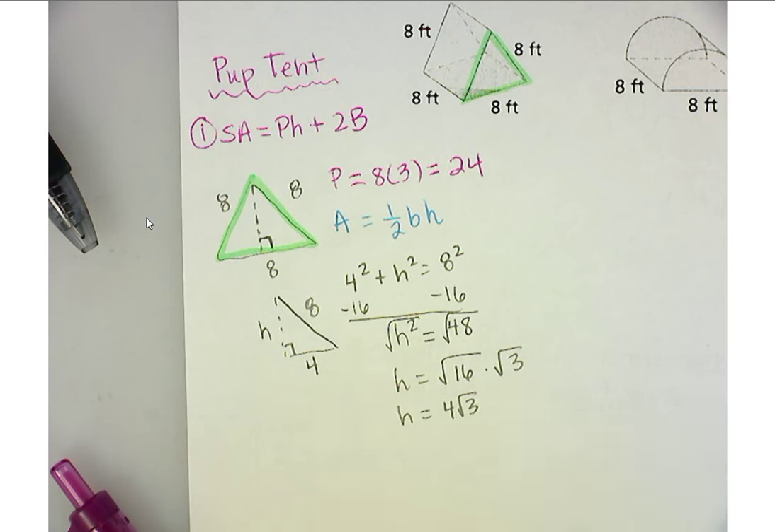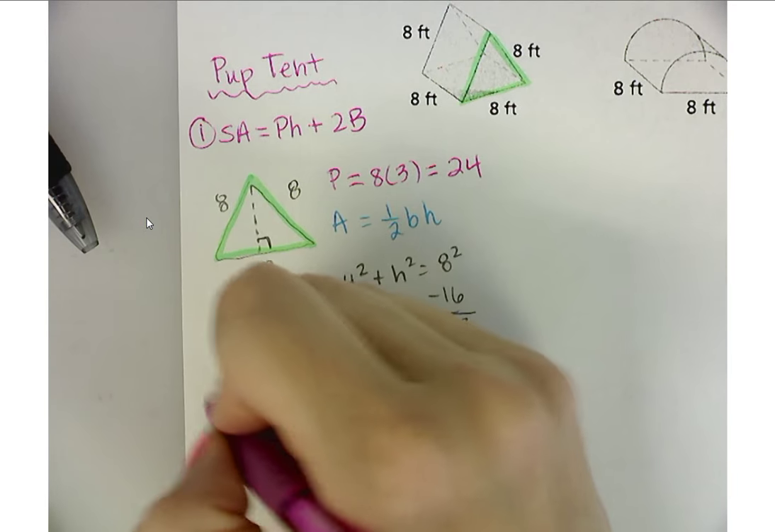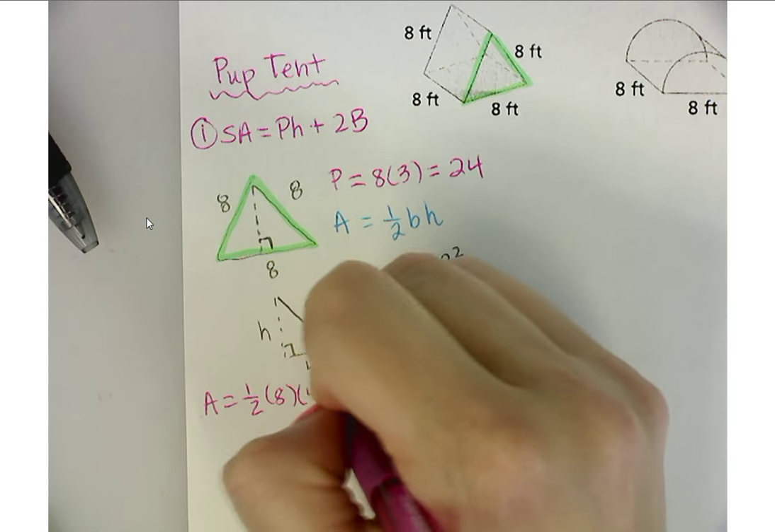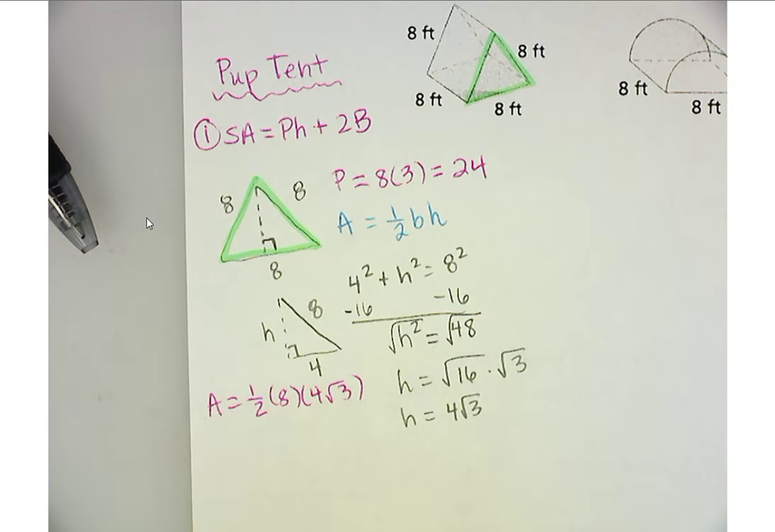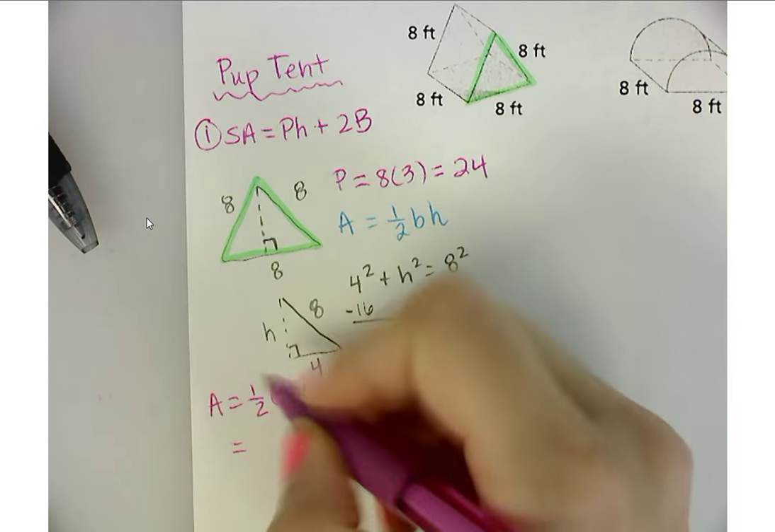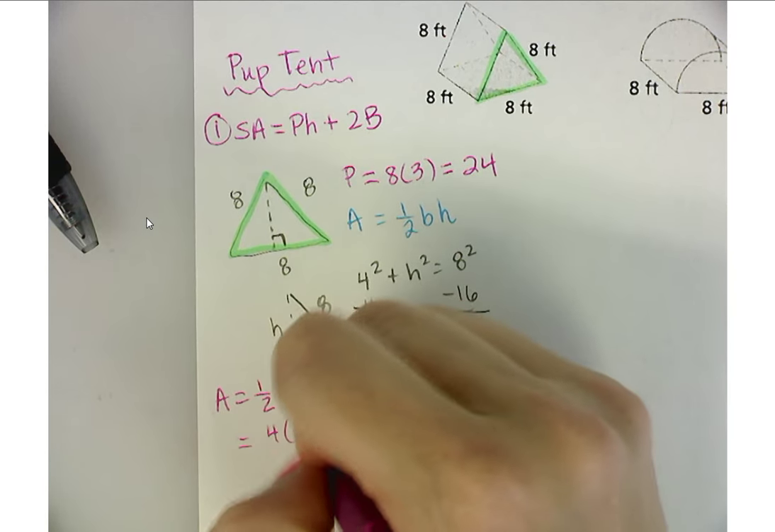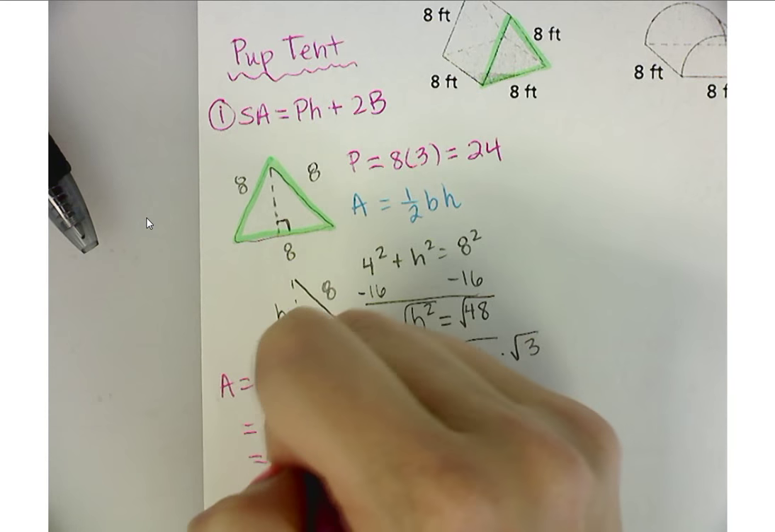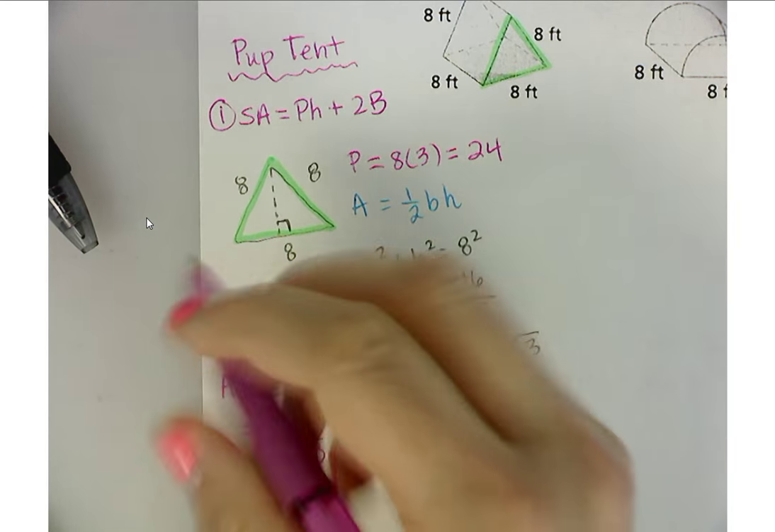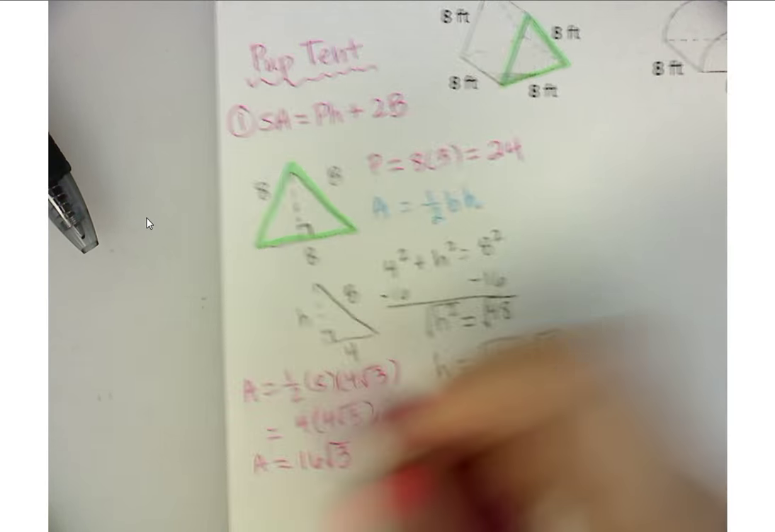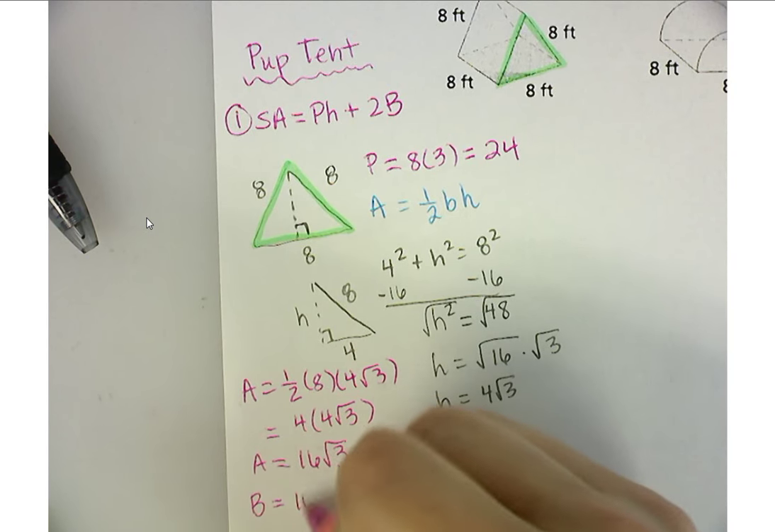Okay, so then to find the area, I would do 1/2 times 8 times 4 root 3. And I'm going to leave it exact as long as possible. So 1/2 times 8 is what? 4. 4 times 4 root 3 is going to be what? 16. Yeah, 16 root 3. Okay, so this is the area for the base, which we call B. Okay, so B is going to be 16 root 3.